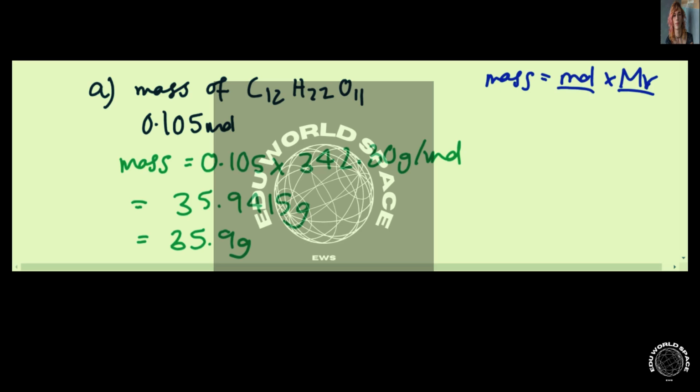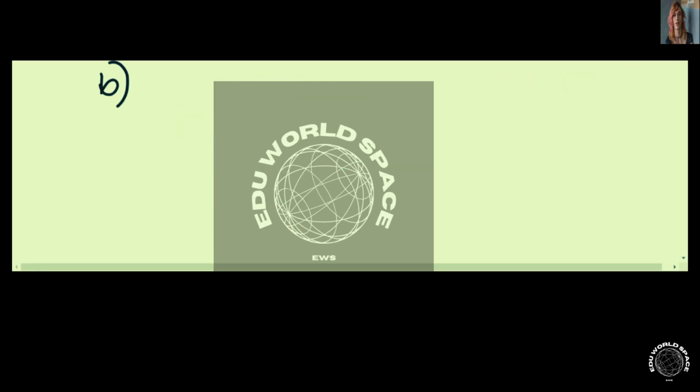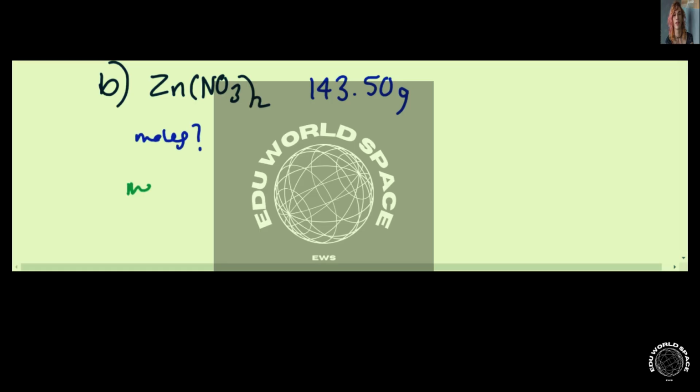Now moving on to part B. We want to find the moles of zinc nitrate in 143.5 grams. So we are given that's zinc nitrate, right? And we're given the mass, which is 143.5 grams. And we want to find the moles. So we can easily use the formula moles equals mass divided by Mr. We already have the mass.